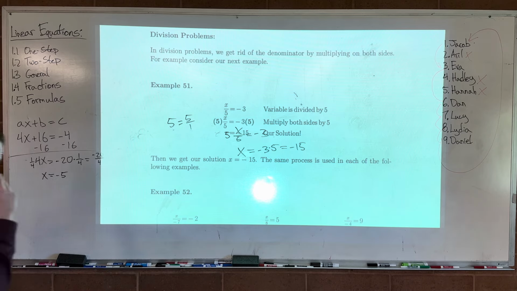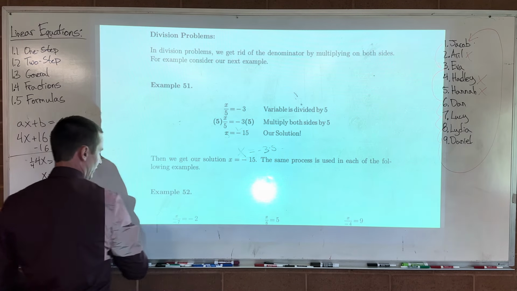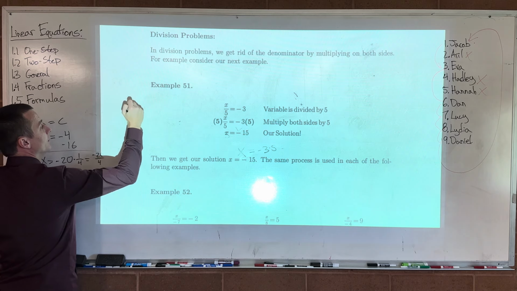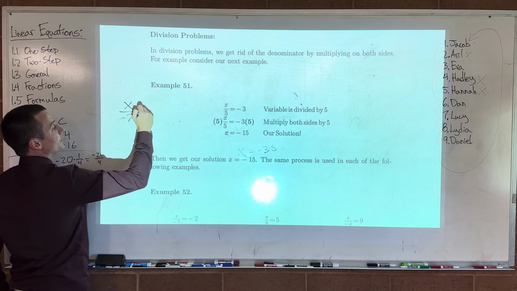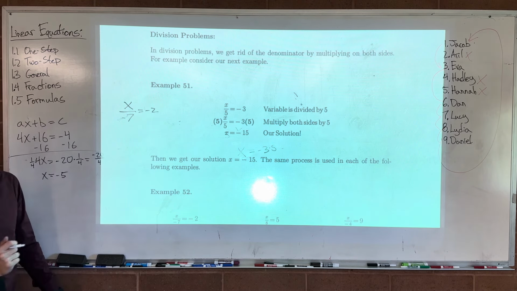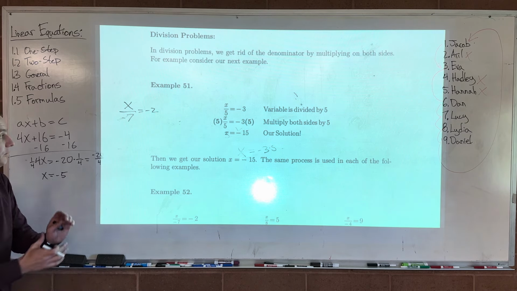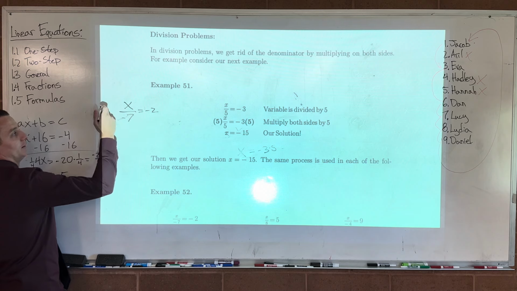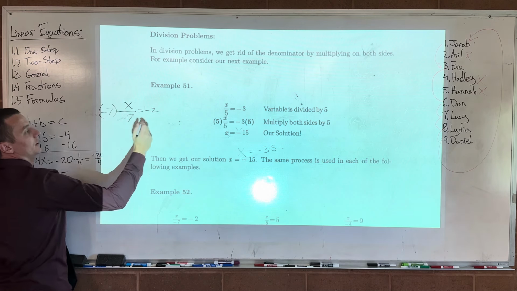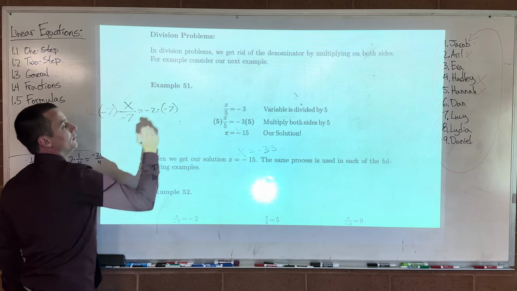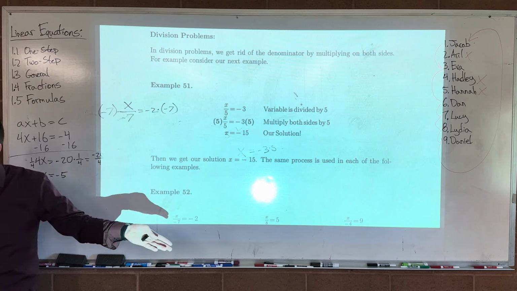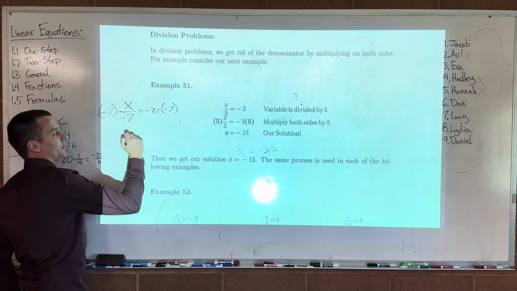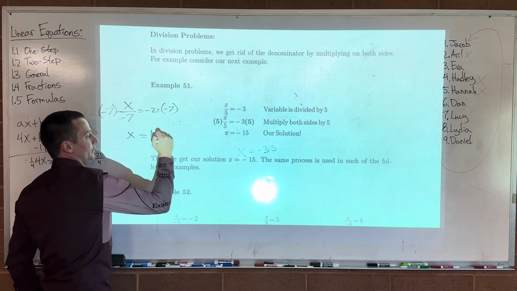All right. Let's do each of these. So I have x over negative 7 is equal to negative 2. What am I going to do? Multiply both sides by negative 7. Not positive 7, negative 7. Same exact number that we have here. I'm going to multiply by negative 7 here, and I'm going to multiply by negative 7 here. Negative 7 over negative 7 is equal to 1. So we're left with the x by itself, is equal to 14. Fantastic.